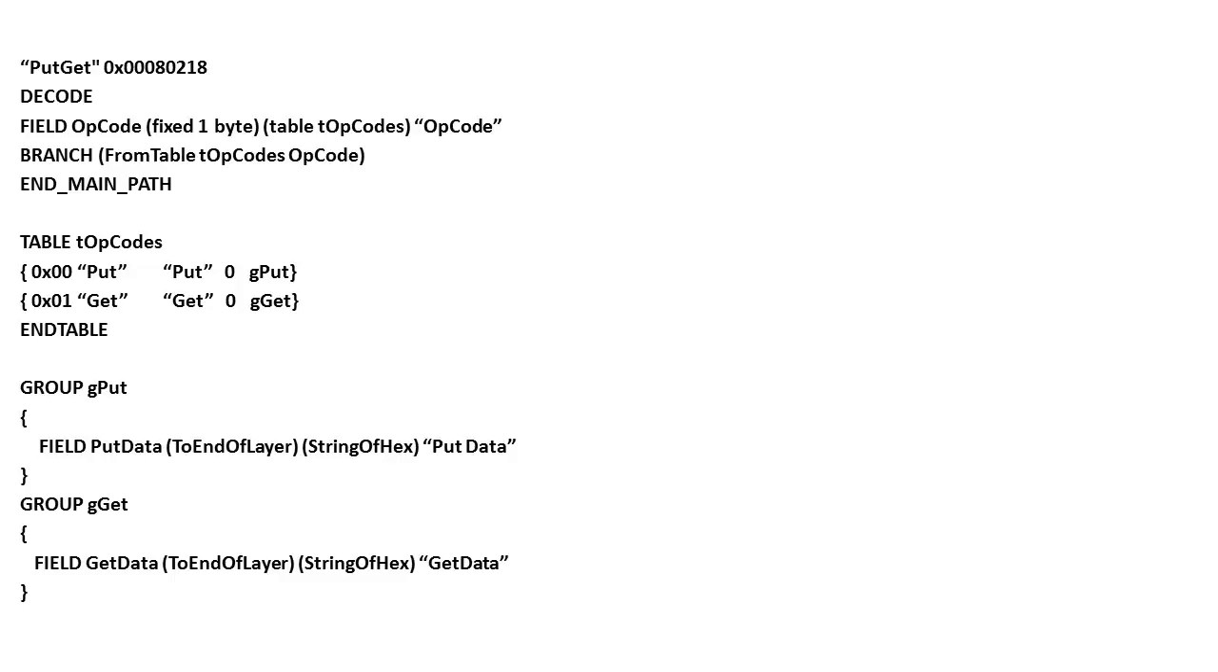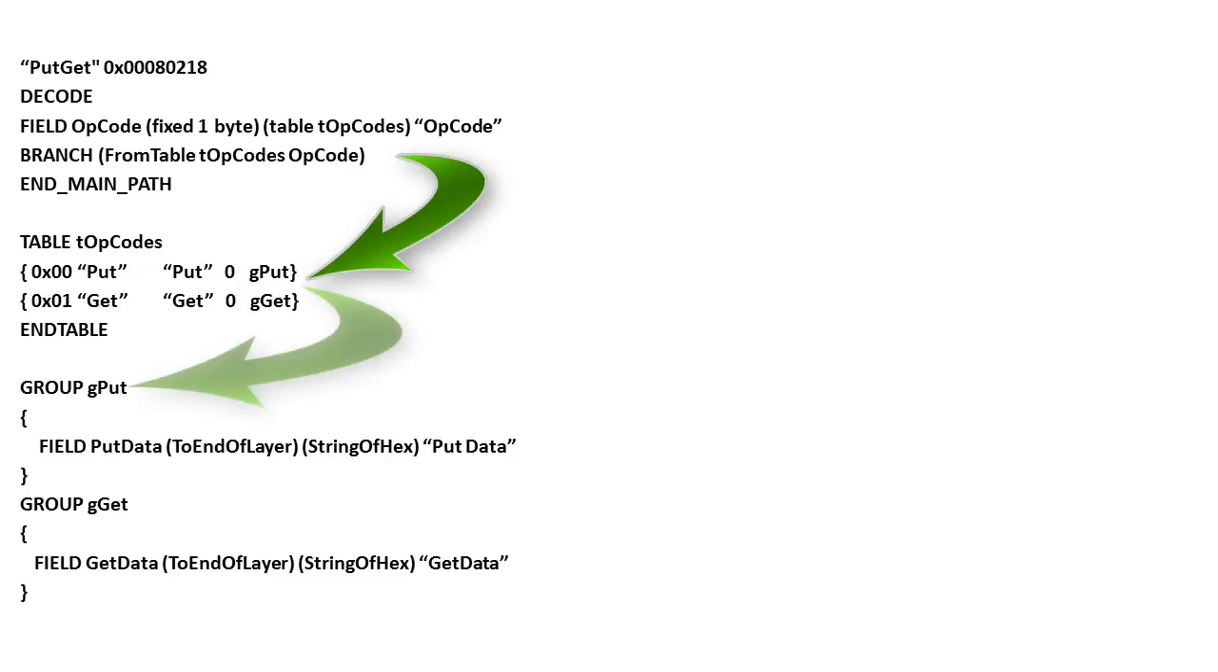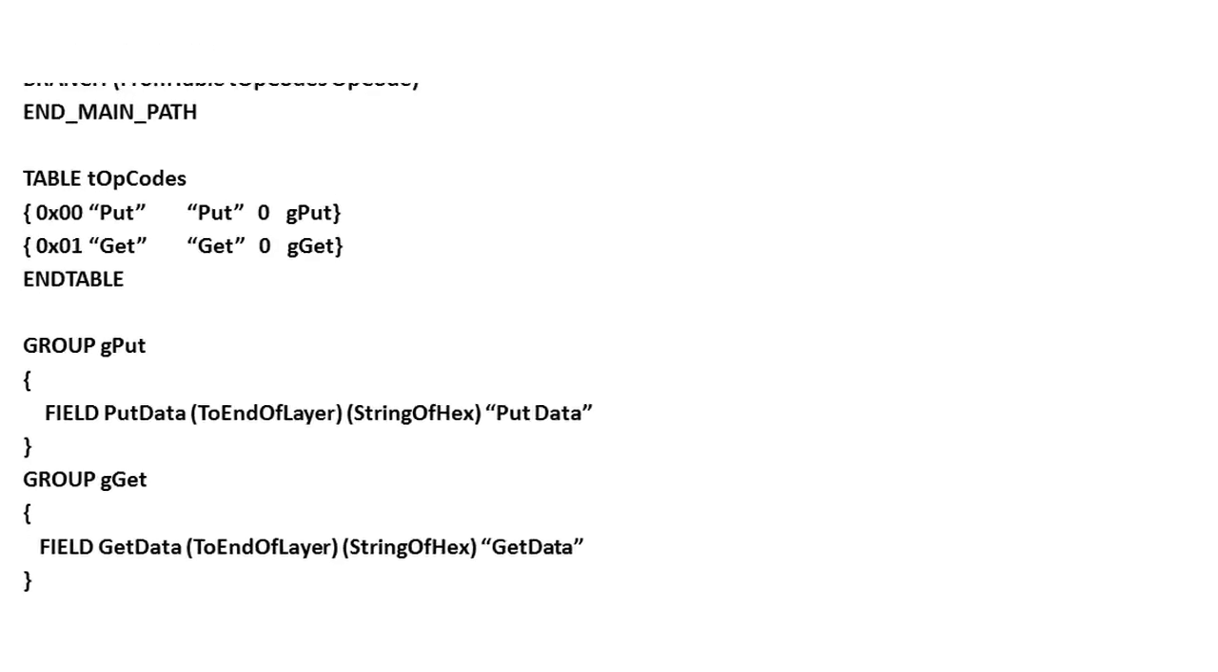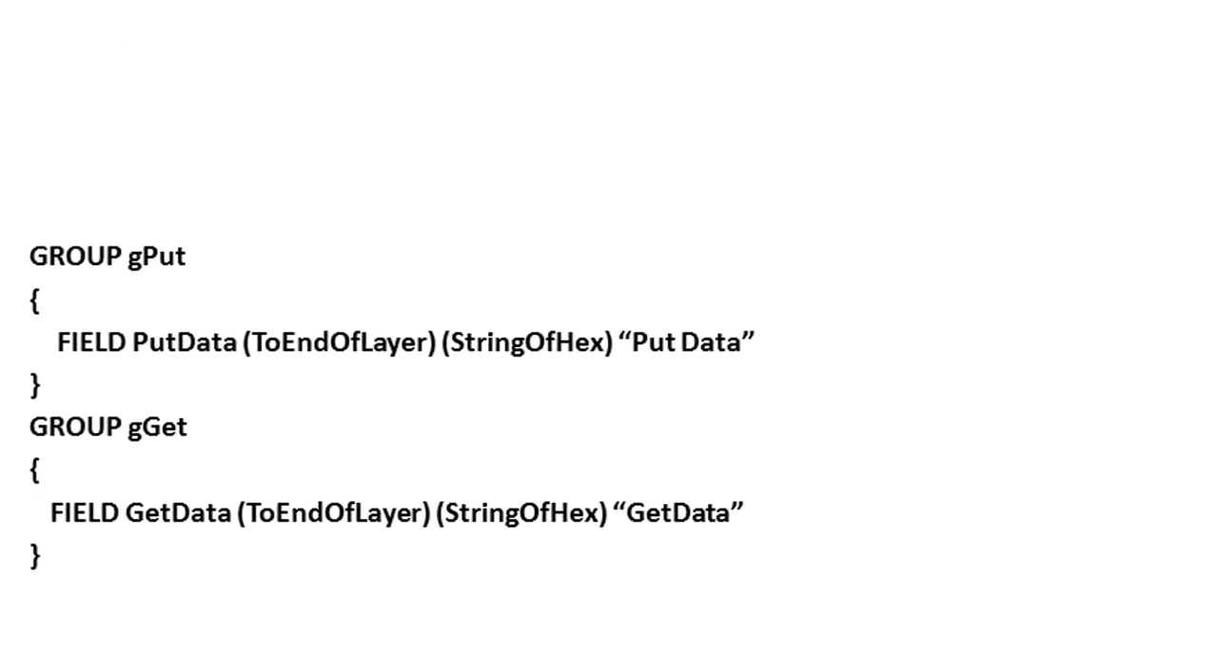Looking at how the decoder works with the tables and the groups, we see a path from the decoder that has extracted the first byte from the frame protocol to a table that contains all of the expected codes that should be in the first byte of our protocol. The table provides a path to the groups, that is our functions, where specific actions are performed. Let's focus on just the field statement of the gput group. We're going to take a look at what happens when we execute each part of the statement.